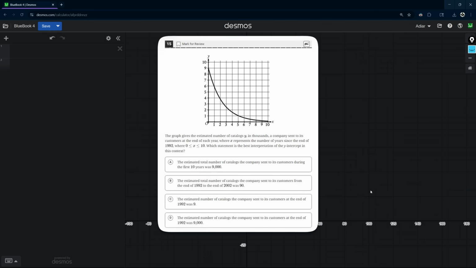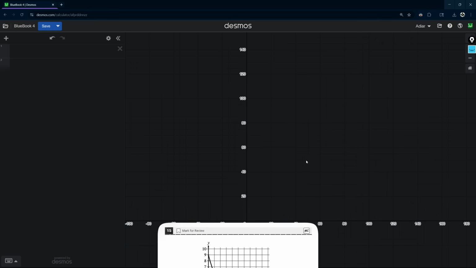We have to be careful because in the very first line it says in thousands. And D, the estimated number of catalogs the company sent to its customers at the end of 1992 was 9,000. That is the correct answer because a y-intercept means when x is 0, and x is the amount of years after 1992. And it sold 9,000 catalogs.